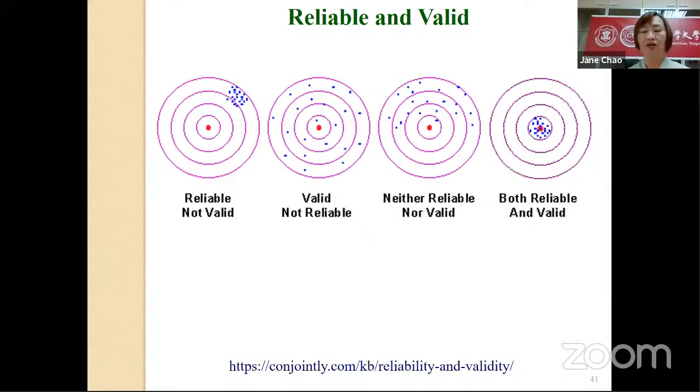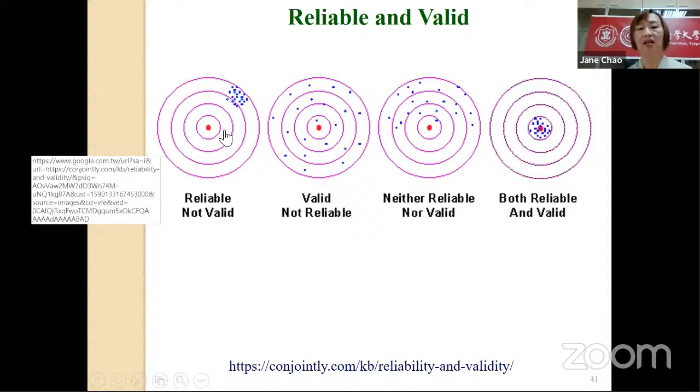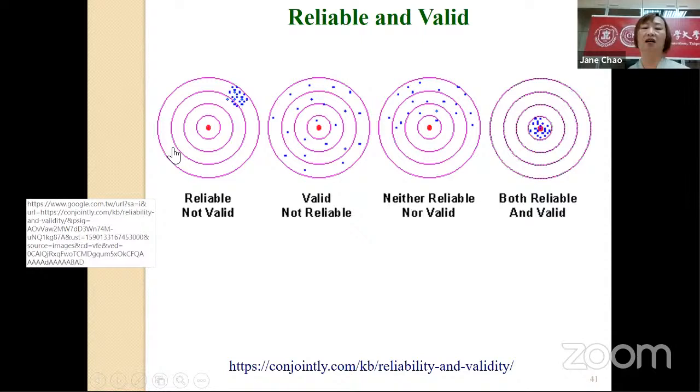If you see this, they have different spots on this surface. If the different spots are in a very narrow range, we call it reliable, but not valid, because the center is in the red spot. It's not near the center, but they're very close together. Okay, so we call it reliable, but not valid. In this one, you can see some of the spots near the center and some of the spots just spread out. So we call this valid, but not reliable.